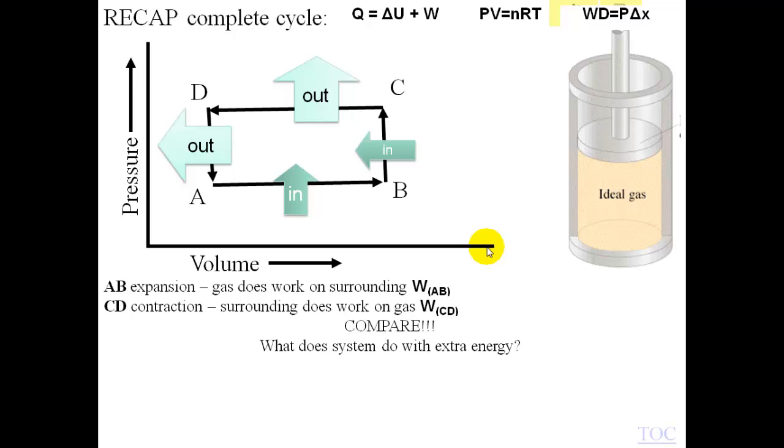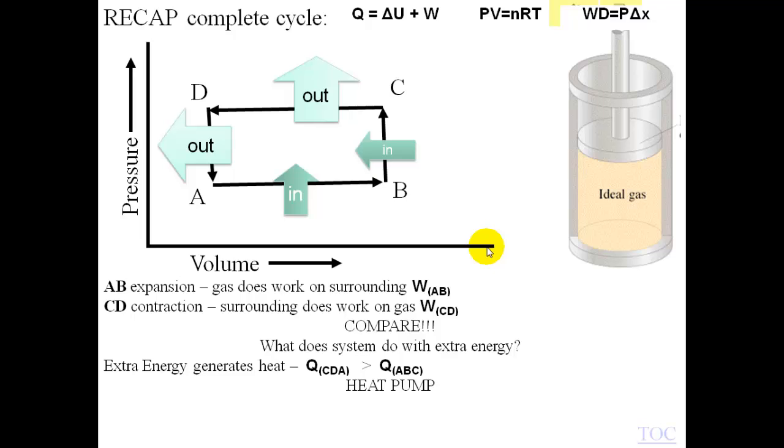So what does it do with this extra energy? It basically changes some of the thermal energy that goes in during the process ABC and gives out a lot more thermal energy in CDA. And this is a heat pump. We get the heat to go from a region of low temperature to a region of high temperature, but we have to do work to get that to happen.